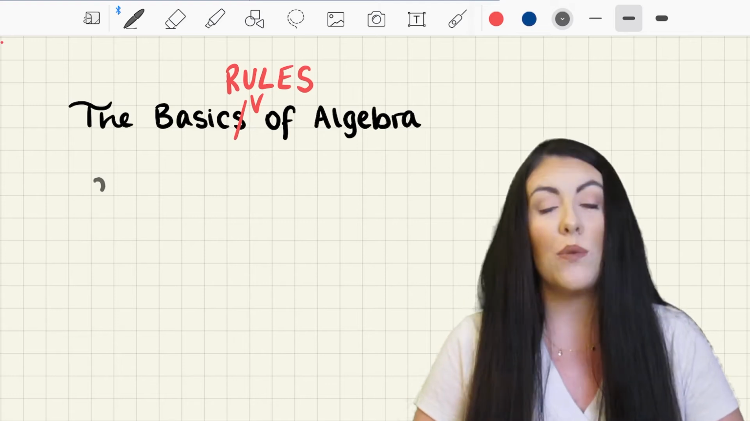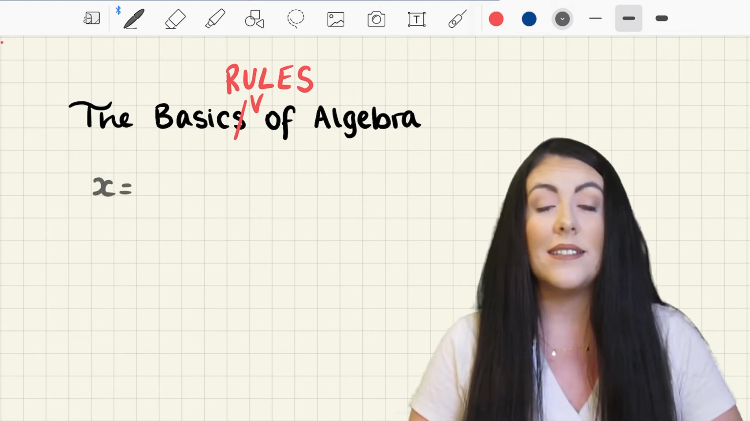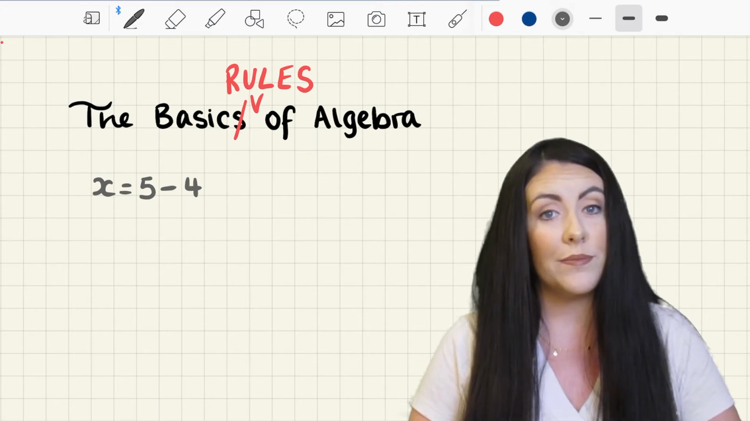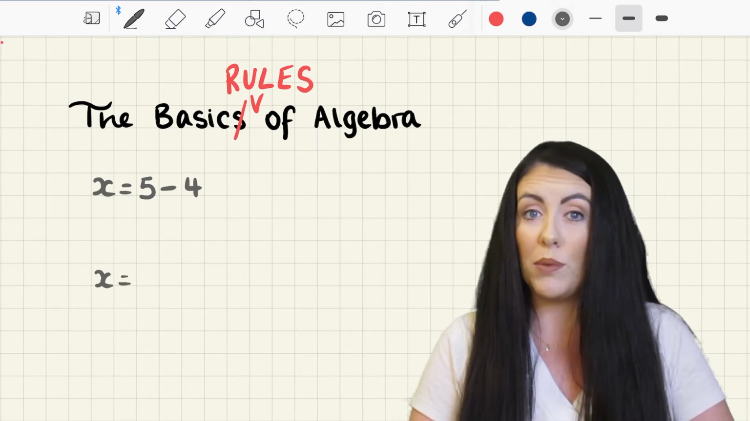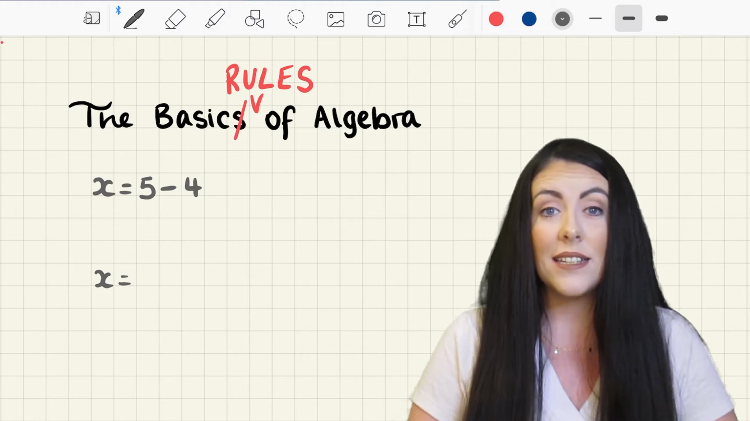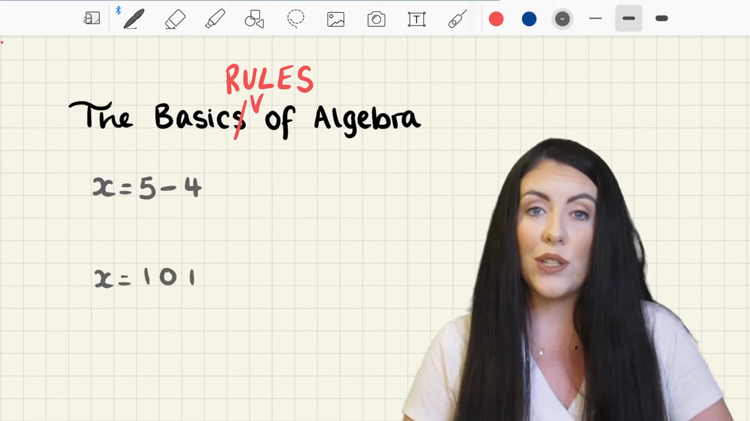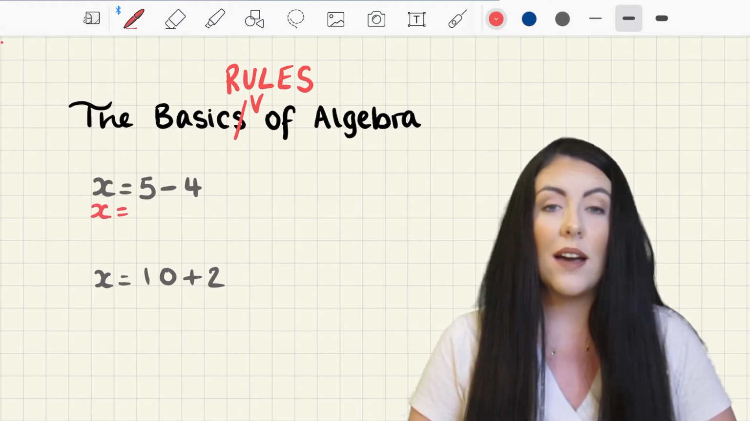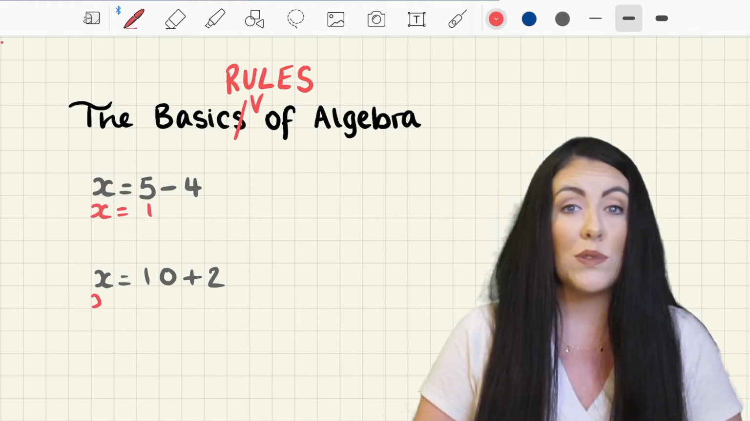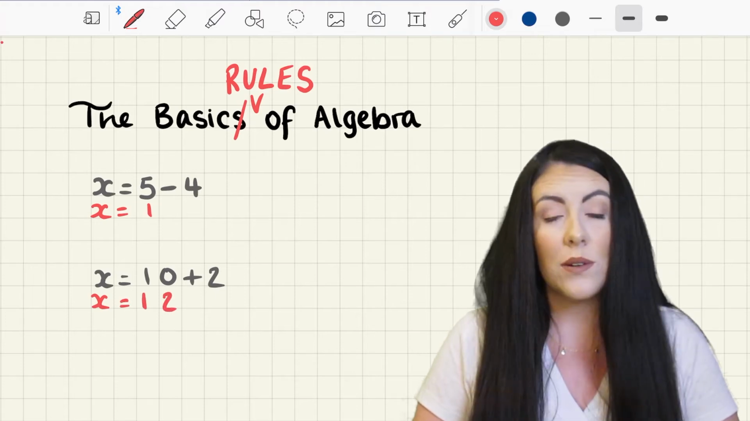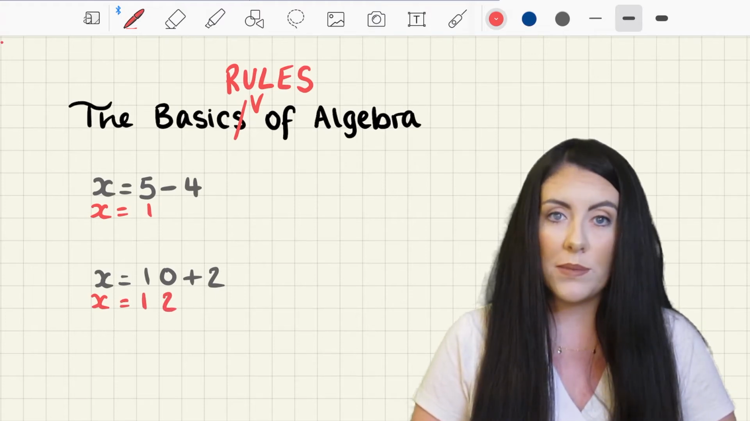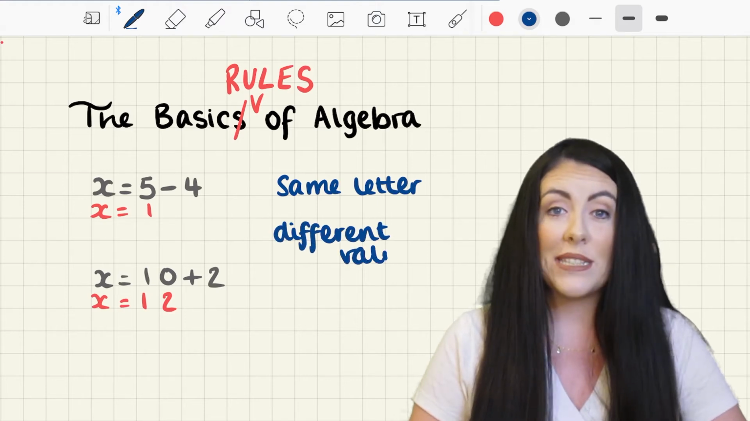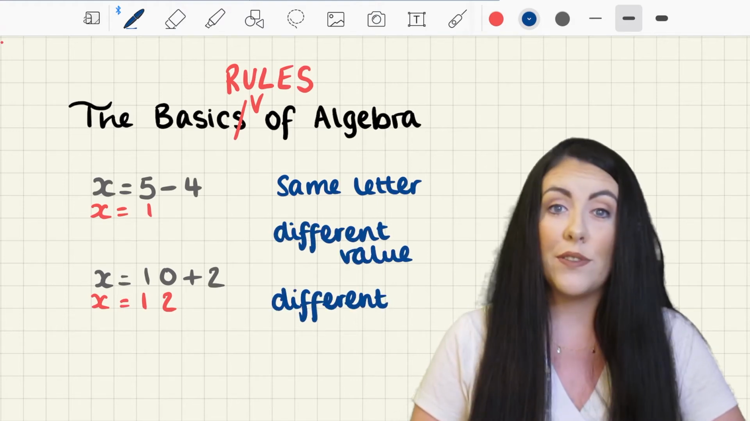So for example, we could have an equation that is x equals 5 take away 4. Then we could have another problem that says x equals 10 add 2. You can see that these two equations have got different values for x when you solve them, but that's okay because it's two completely different problems. So that's the first thing that we need to remember. The same letter can represent different values in different problems.